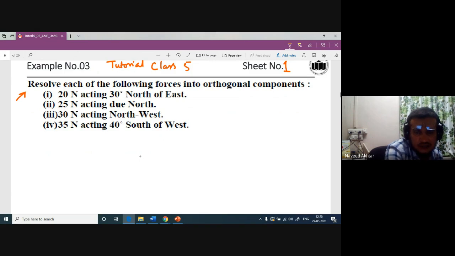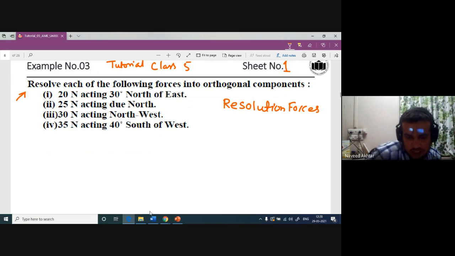So what is that? This tutorial is on the resolution of forces. So these tutorials are based on the resolution of forces.